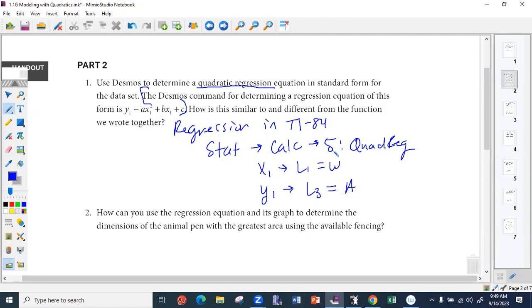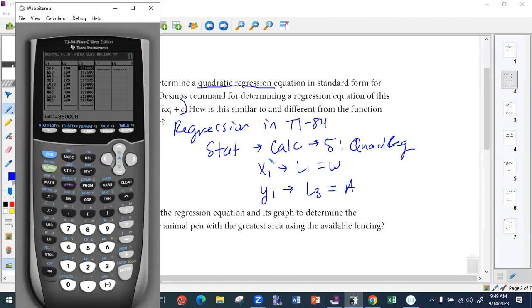Right here? Yes, that's 5. Our y has to be L3 because that's where our area is. So the data that you're comparing is what you have to use. If I'm comparing width to area, I have to make sure that I'm using the column that we set for our width and the column that we set for our area. Does that make sense? All right, so I'm going to pull up my calculator and follow these steps.